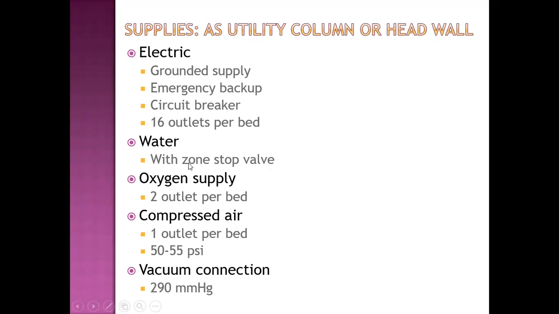Water supply should have a zone stop valve in case of emergency and disaster. There should be two outlets of oxygen supply per bed and one outlet of compressed air per bed. Compressed air pressure should not be more than 50 to 55 pounds per square inch. There should be a vacuum connection with a vacuum of at least 290 millimeters of mercury.